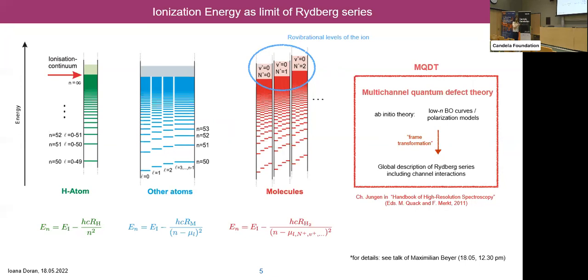If we now move on to the description of molecules, there are some additional complications, such as the presence of nuclear and electron spins or the interaction between different rovibrational channels. And so this was already explained in the talk from Maximilian Bayer from earlier today. But very briefly, the way we determine these energy levels is by using MQDT, multichannel quantum defect theory. So we start from low n Born-Oppenheimer curves or polarization models. We do a frame transformation, and then we are able to describe the energy levels of the Rydberg levels converging to all the rovibrational levels of the ion.